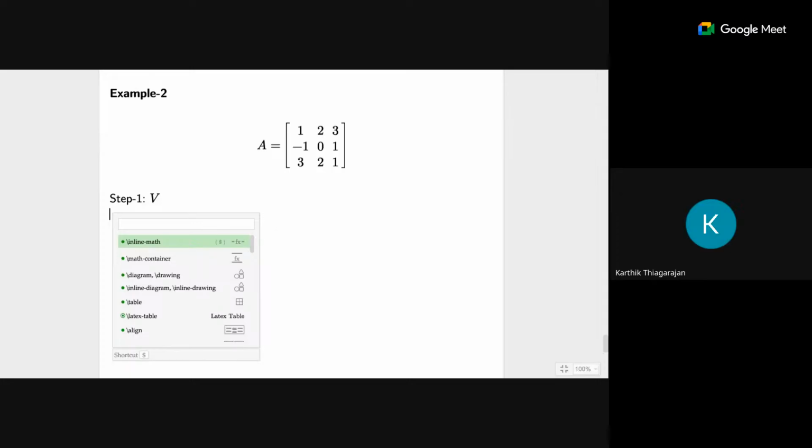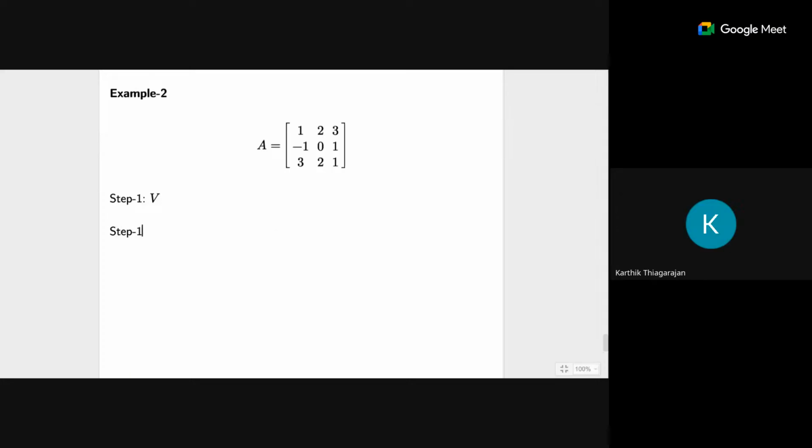So step 1.1 is computing A transpose A. A transpose A is, you must help me here. This is going to be a big mess. When you do A transpose A, diagonal elements don't change, right?